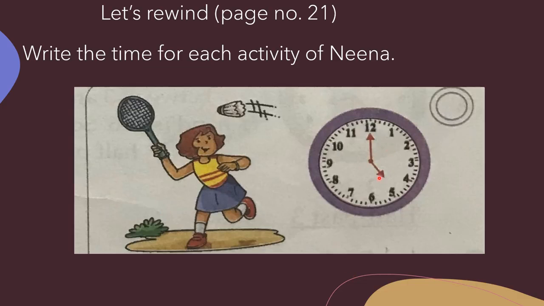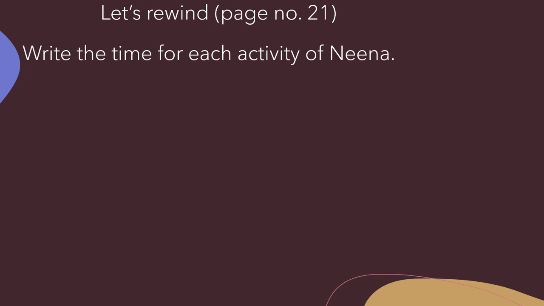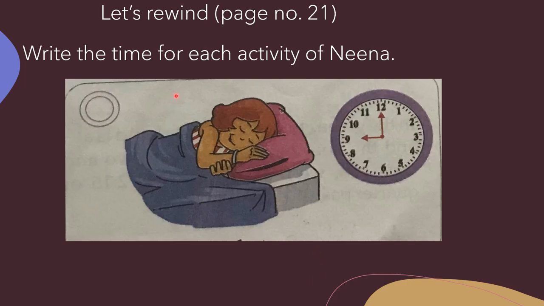Now the next one. Here you can see that she is playing in this picture. So what is the question? She goes to play at dash. वो कितने बजे खेलने जाती है? That is, our minute hand is at 12, our hour hand is at 5. So at 5 o'clock she goes to play. वो खेलने जाती है.